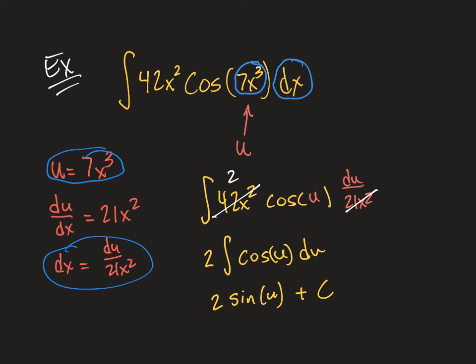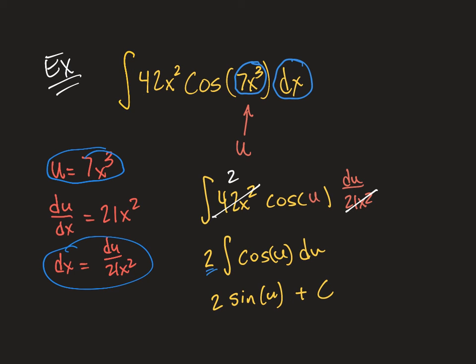Now, if you're thinking about this 2 and how we multiply it through to distribute on the sine of u plus c, don't panic. When you multiply this c, which is all the real numbers, by 2, you still get all the real numbers. So we don't have to put 2c here. We can just write plus c at the end.